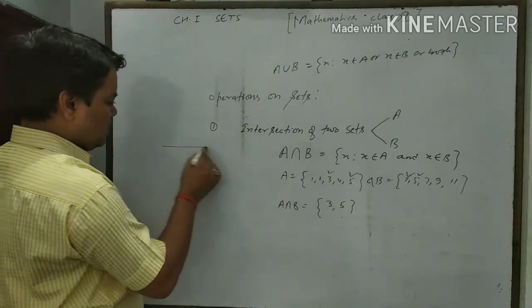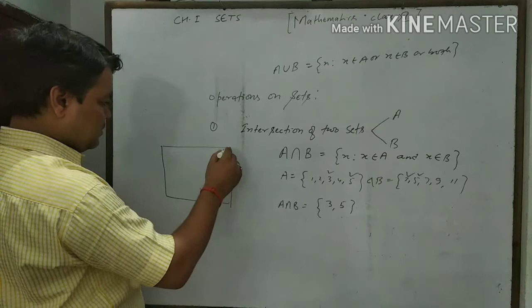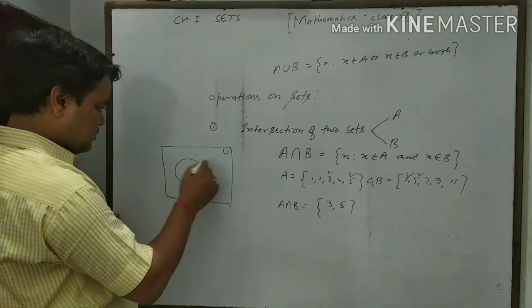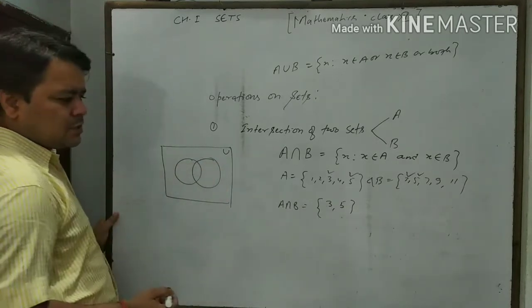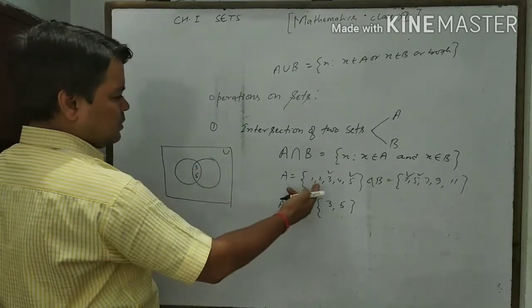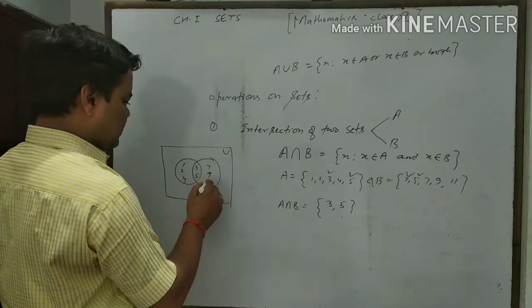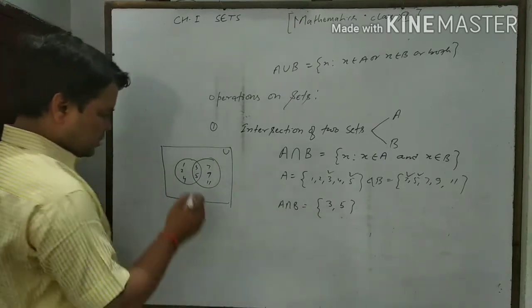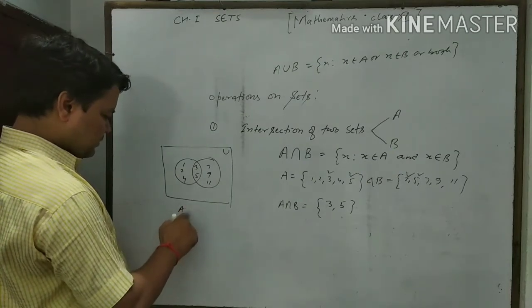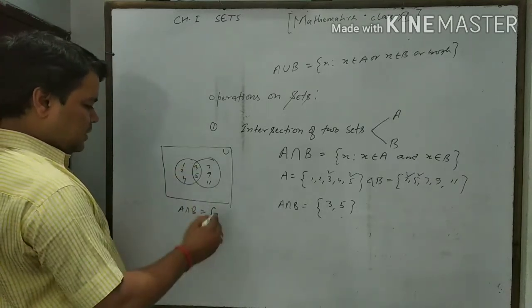How will we present the Venn diagram? Here this is the universal set represented by U. Okay. Then the Venn diagram is what? Which is common? That is 3, 5. And here 1, 2, 4. And here 7, 9, 11. A intersection B is what only? A intersection B. What is common? 3 and 5.